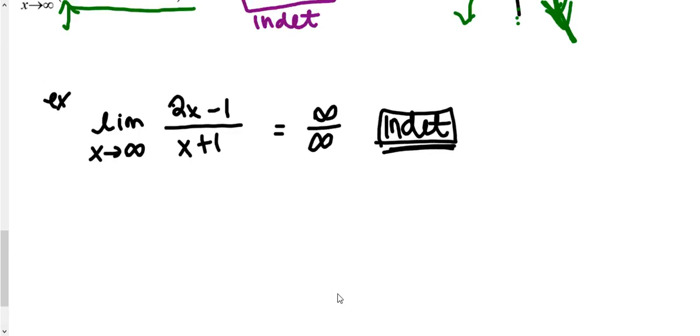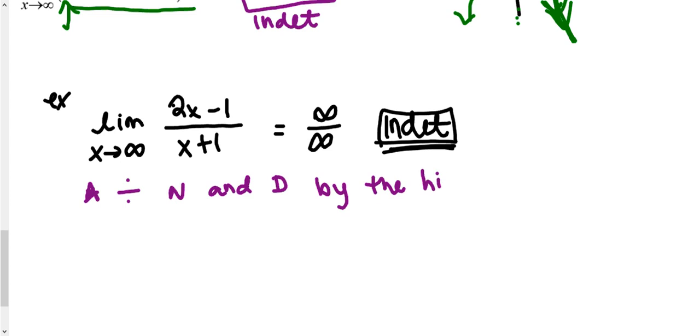So what you want to do is you want to divide the numerator and the denominator by the highest x term that you see. So in this case, if I'm looking at all the x terms, I have 2x, I have x. Well, the highest one that I see is x. I don't see x squared, I don't see x cubed. X is the highest that I see.